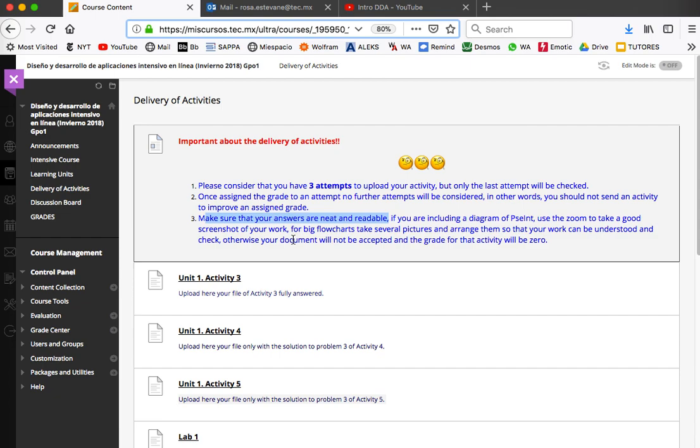If I cannot read your diagram because it is so small, and I need special glasses to watch and understand it, I won't accept it and your grade will be 0 for that activity. Activities that I cannot read or understand. So this is super important, okay?